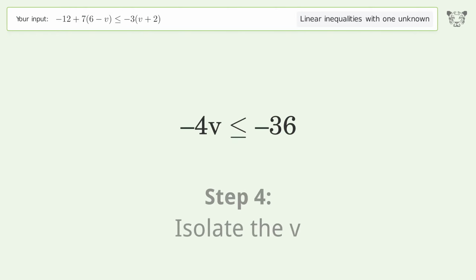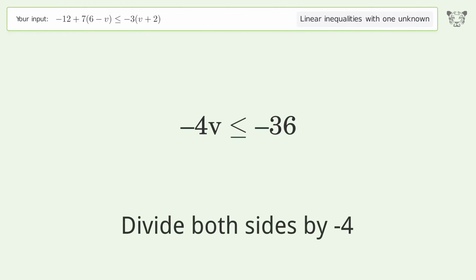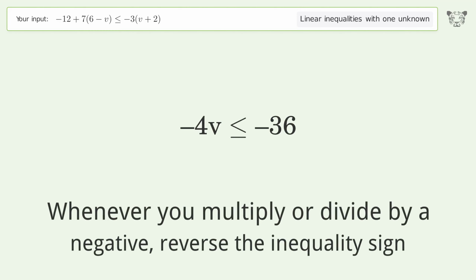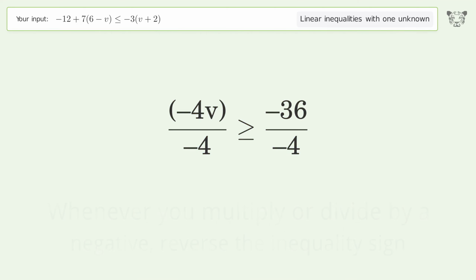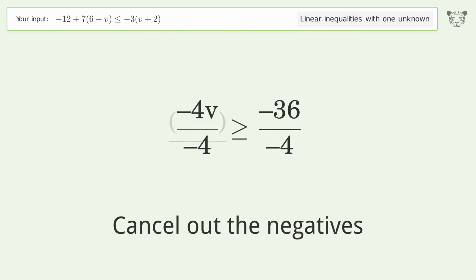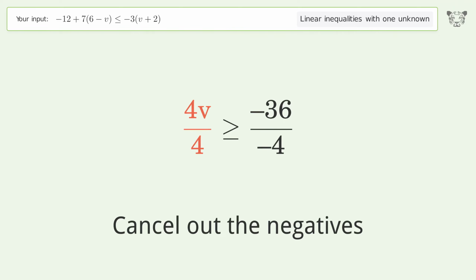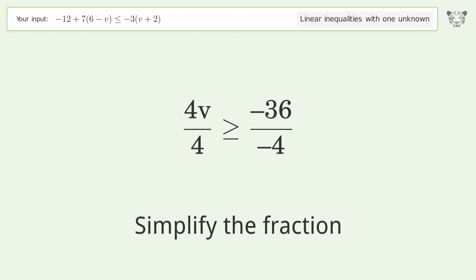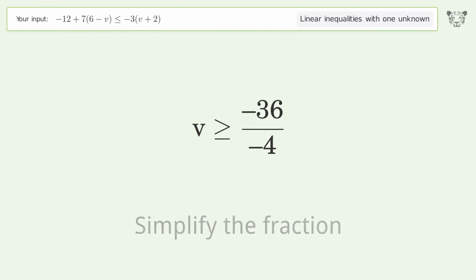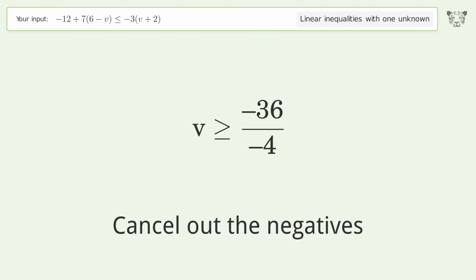Isolate the v. Divide both sides by -4. Whenever you multiply or divide by a negative, reverse the inequality sign. Cancel out the negatives. Simplify the fraction. Cancel out the negatives.